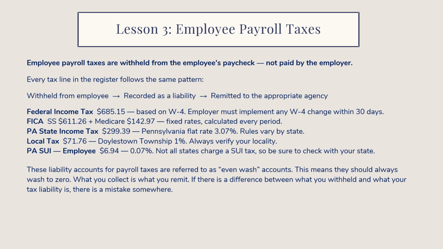These liability accounts for payroll taxes are also referred to as even wash accounts, and this means they should always wash to zero. What you collect is what you remit. If there is a difference between what you withheld and what your tax liability is, then there is a mistake somewhere.